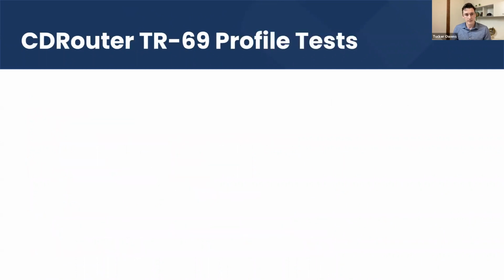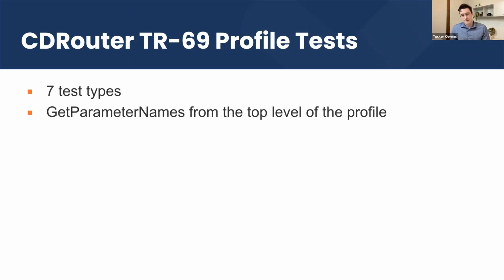So in TR-069, within CDRouter, we have these profile tests. For each profile, there are 7 test types. There's the get parameter names from the top level of the profile, which means whatever the root object is within that profile, we do a GPN, a get parameter names, from that top level, and verify that all of the parameters within that profile are within the response from the CPE.